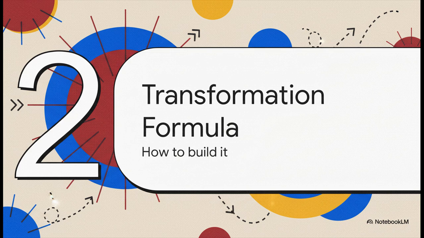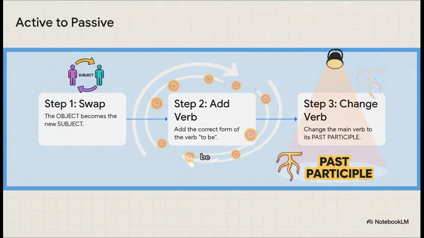Okay, so now we get the what and the why. So let's get into the how. Now, it might look a little complicated at first, but there's actually a really simple, repeatable formula for changing an active sentence into a passive one. And here it is, just 3 easy steps. First, you take the object from the active sentence, in our case, the room, and you make it the brand new subject. Step 2, you pop in the right form of the verb to be. And finally, you take the main verb, cleans, and you change it into its past participle form, which is cleaned.